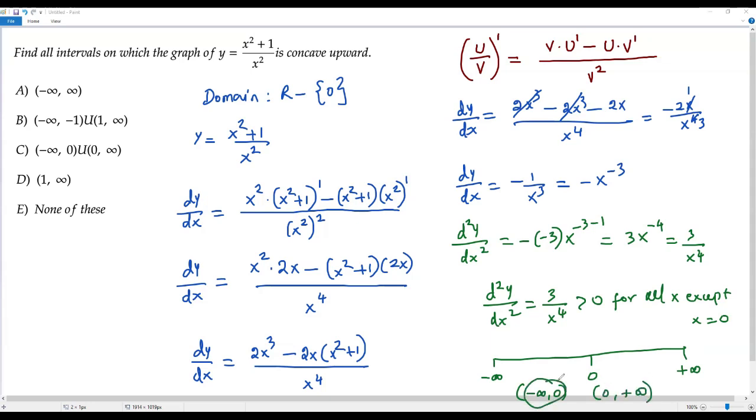In this interval all values are negative, but even when I plug in a negative value over here, d square y over dx square will be greater than 0 because it will become positive. In this interval we'll be getting only positive values. When I plug in any positive value for x over here, it will be positive, so the complete expression will become positive. So except 0, for all real values of x, the graph of the given function is concave up. The intervals where the graph of the given function is concave upward are negative infinity comma 0 union 0 comma positive infinity. We find this in option C. So the correct answer choice for this question is option C.